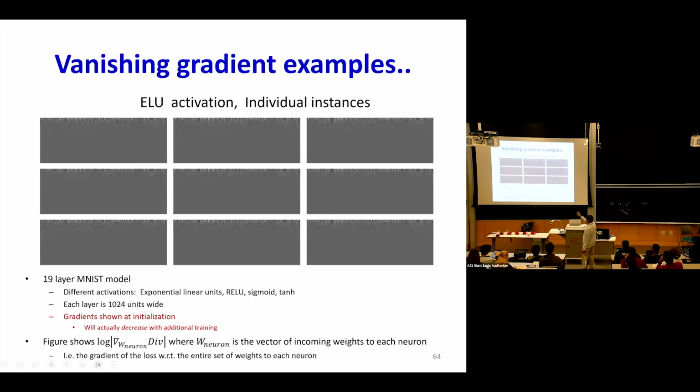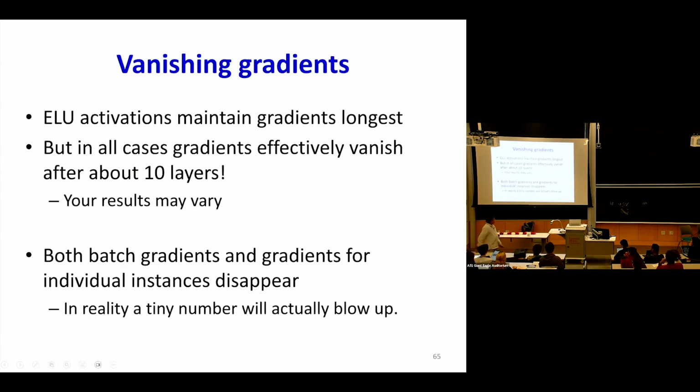And that was for the batch. If I look at individual instances, you get pretty much the same behavior. In this 19-layer model, by the time you got into the 4th layer, all the derivatives are gone. And we know the math for exactly why at this point, right? This is expected behavior. This is what will happen. And of course, ELU activations maintain gradients longest, but in all cases, gradients effectively vanish at about 10 layers. And this is true for both batch gradients and individual gradients.